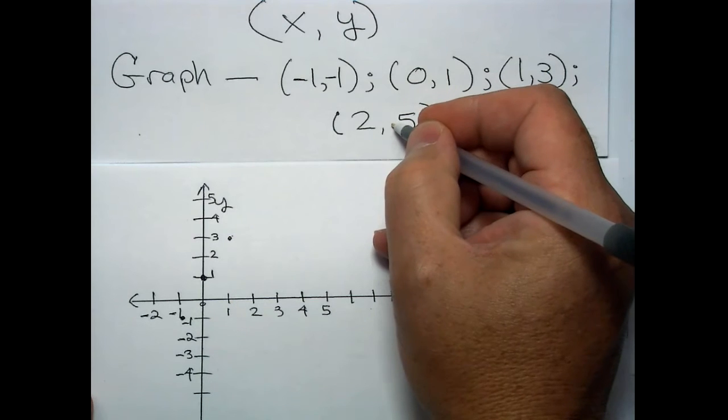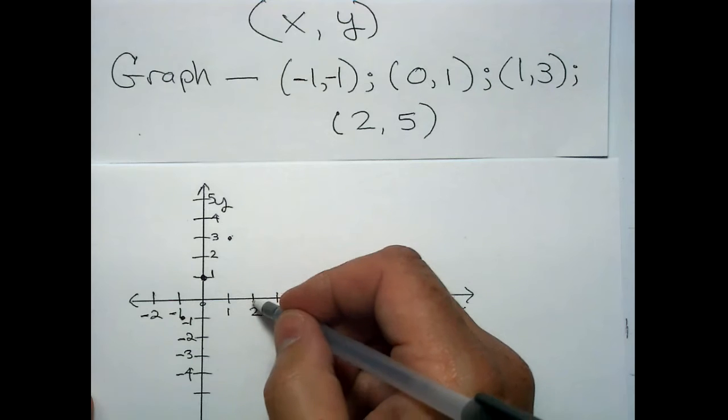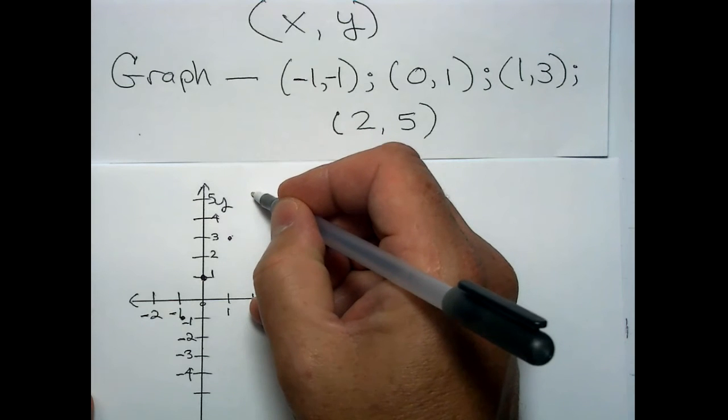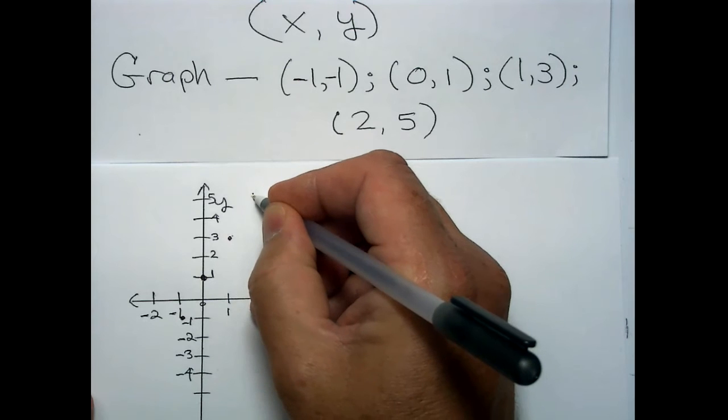And the last point we have, which is not the last point on the graph, it's just we only computed 4 points, is 2, 5. And 2, 5 goes about here. Let me just get it in the right spot there.